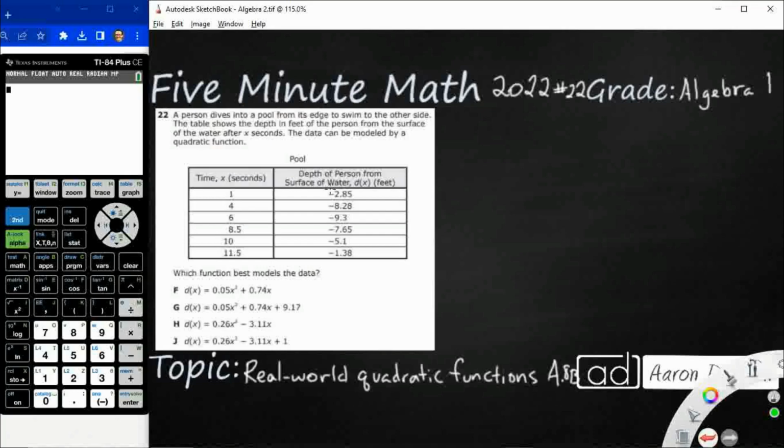Today we are looking at the Algebra 1 concept of real-world quadratic functions. This is standard A.8B in the great state of Texas, and we are using item number 22 of the 2022 released STAAR test. If you haven't done so already, please go ahead and take a moment to pause the video, work this problem out on your own, unpause it, and we will look at our answers together.